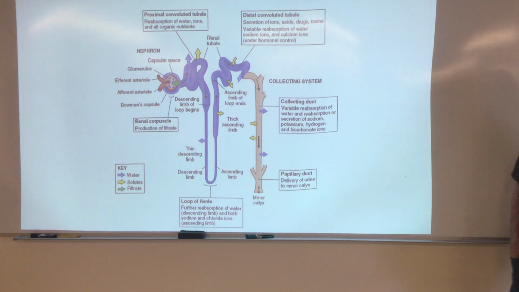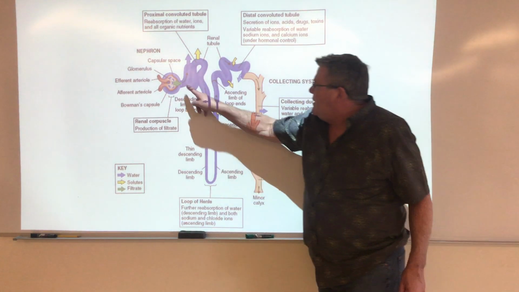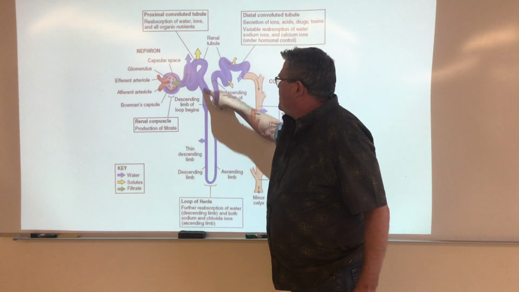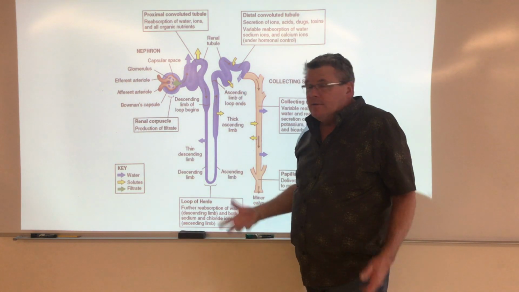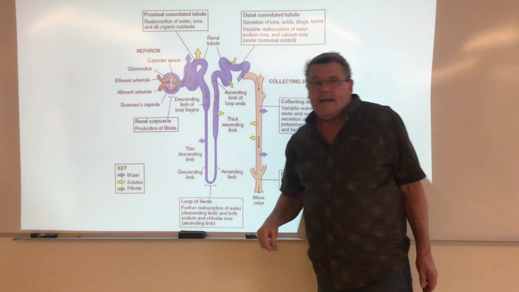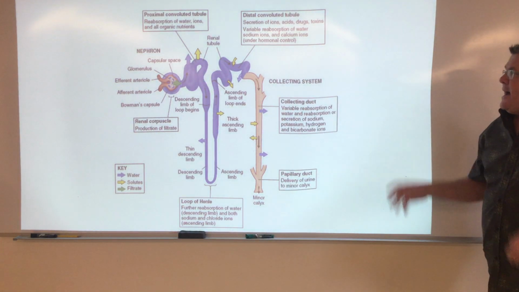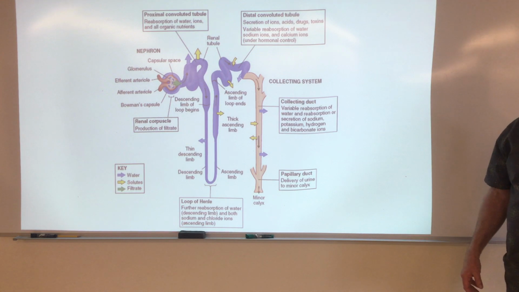So the first important area that we get to is this convoluted tubule. It's all twisted around and has convolutions in it. And it's very, very close to the capsule, so it's proximal. Here's what happens in the proximal convoluted tubules.